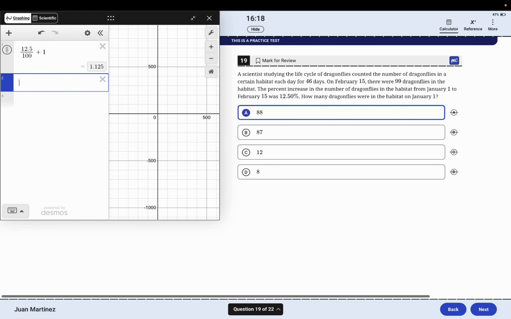Oh wait, it's gonna be something like this. So 0.5%, 1 is 99. So we're saying of some number we have 112.5%. So 112.5% of some number is 99, and we're just telling Desmos what is x1, and it's 88.